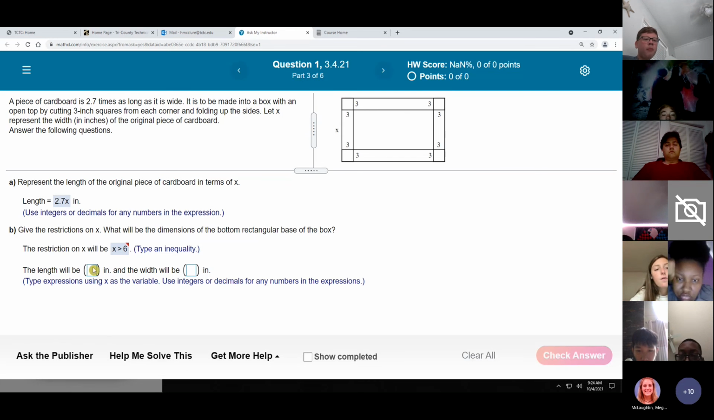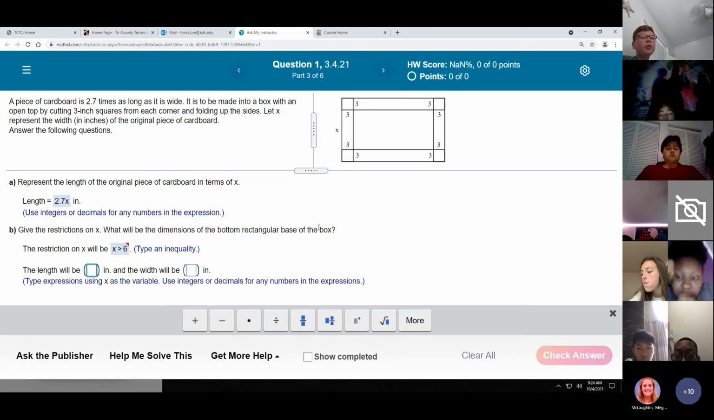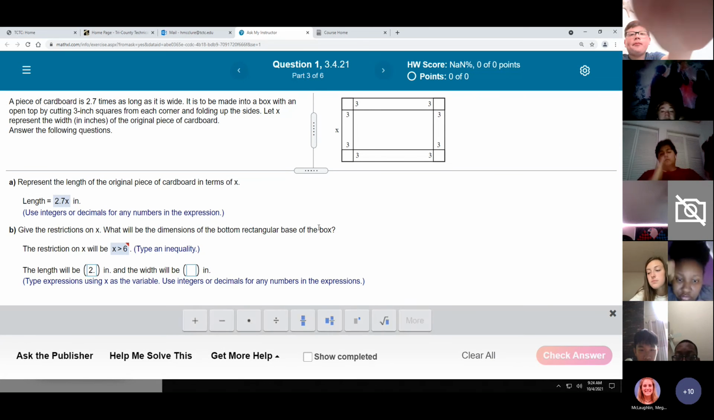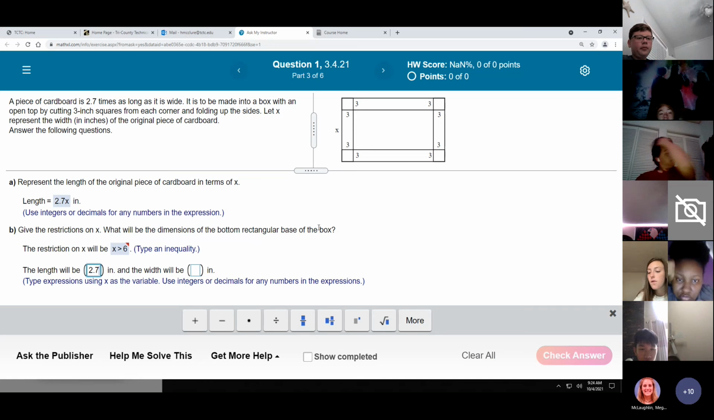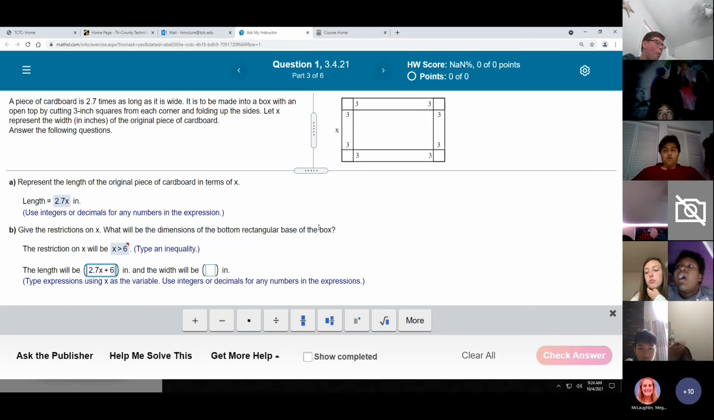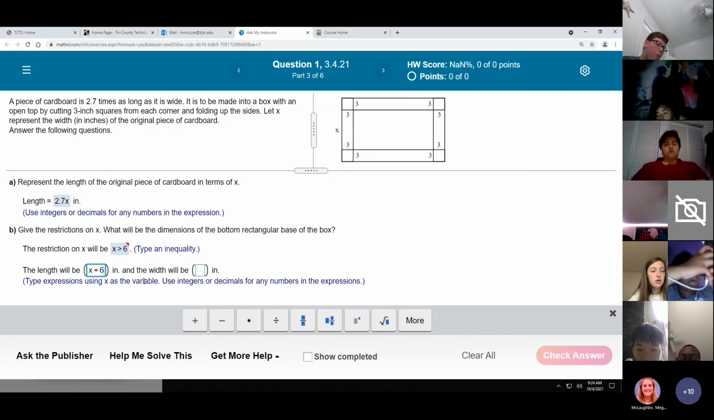I'm sorry. The length will be 2.7x. I'm going to go with plus 6 again. I may be wrong. And then the width will be x plus 6. And the length will be 2.7x plus 6.